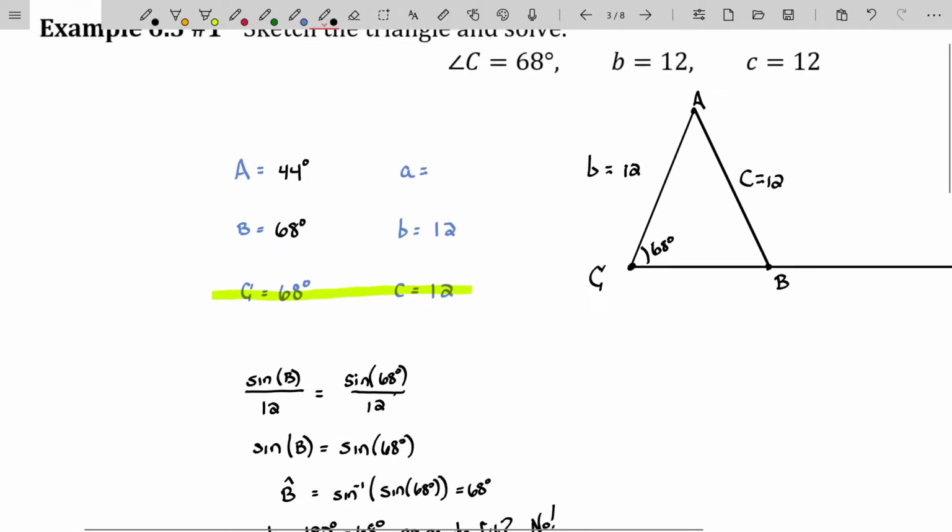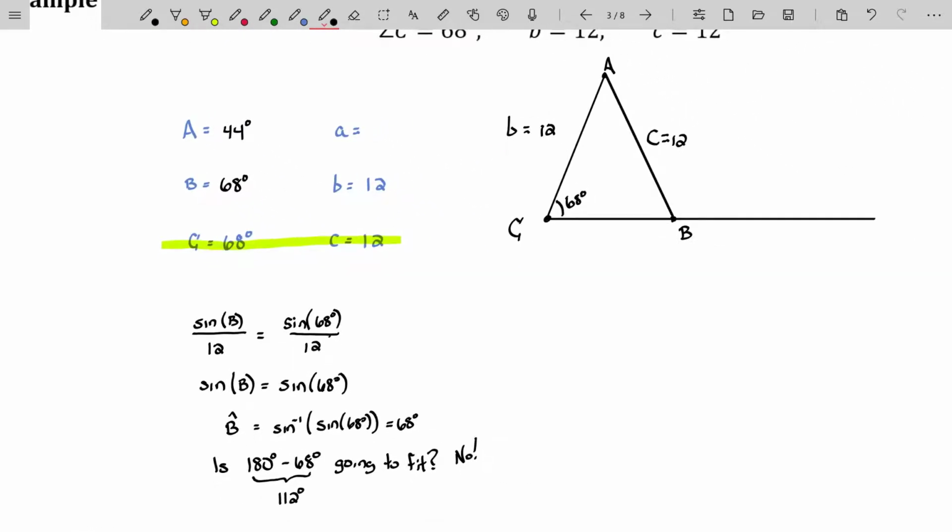And then to find that missing side A, we'll just do one last law of sines. Side A is to the sine of its opposite angle 44 degrees as, I generally just choose the side they've given me, side C is to sine of its angle 68. There will be no ambiguity here because we're not using an inverse sine. So side A is therefore equal to 12 over sine of 68 degrees times the sine of 44 degrees.